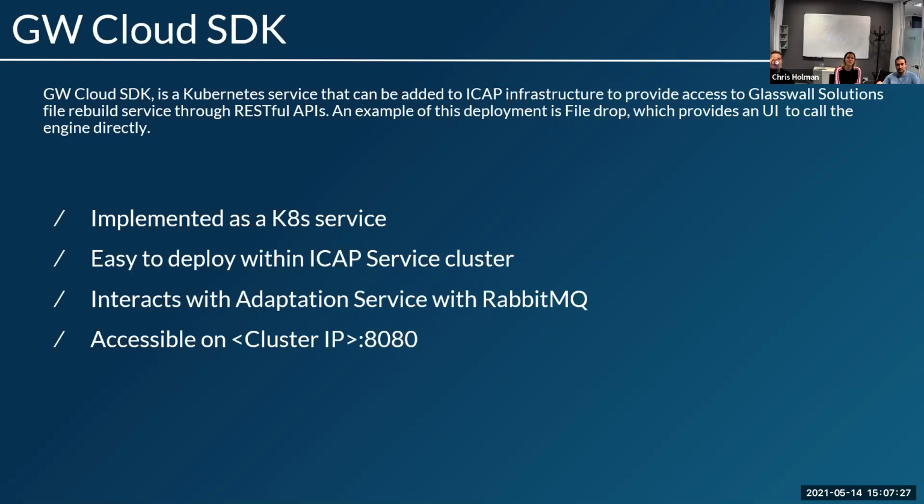One of the UIs that can be used with it is the file drop, for example, which is a React app, or it can use our Glasswall desktop. Or it can be called programmatically through our C# API. It is implemented in Kubernetes. It's quite easy to deploy because it usually has two clusters. It interacts with our adaptation service to communicate with the core engine, and RabbitMQ is used as a queuing service. It's accessible on port 8080. I'll let Dinis take over.